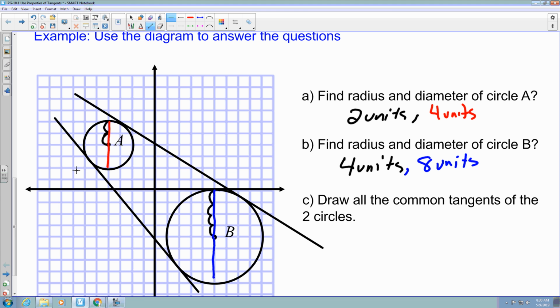And then I think I can do one here. And then, so that's the third one. And I can get one over here. So it appears that I have one, two, three, four common tangents.